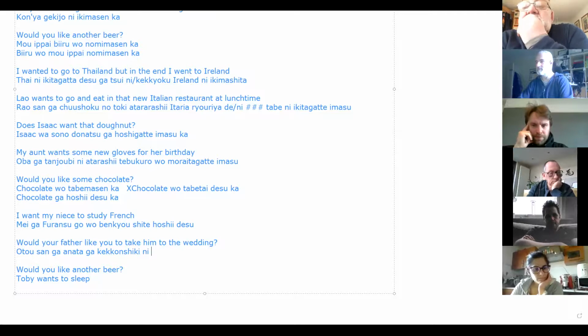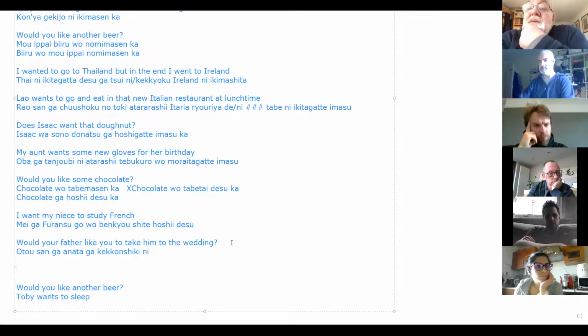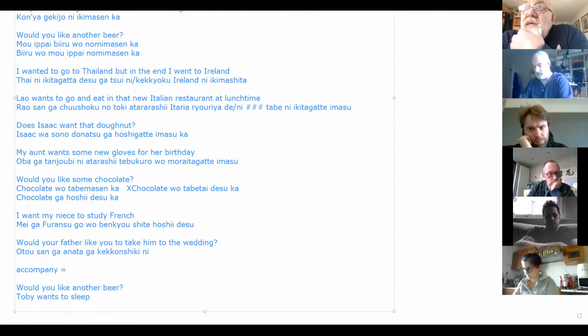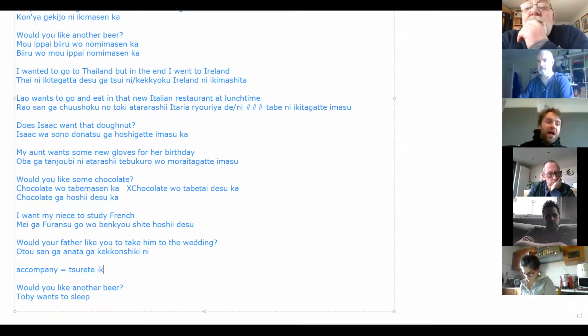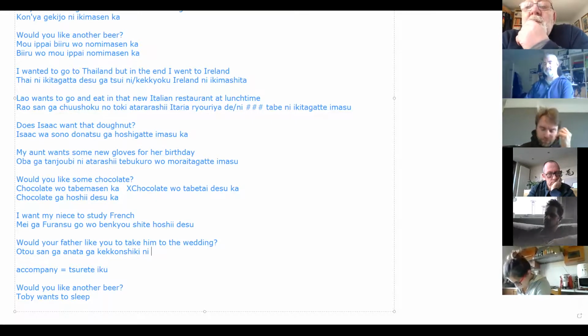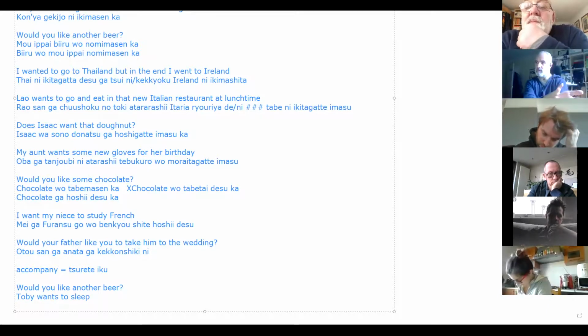To take is like tori something. So to take somebody is, we actually use the word to accompany. Somebody know this one? Surete iku. Perfect. Surete iku. Good. Tsuredachi, exactly. Surete iku. Okay, but that's going and accompanying. Yeah, so this is the act of taking somebody to somewhere.